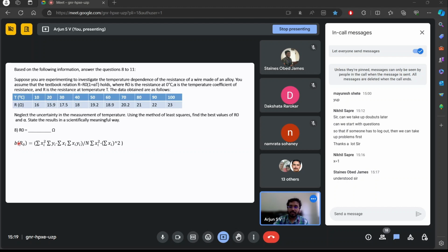In the lectures you would have seen that there is a formula for calculating b, which is sigma xi the whole square into sigma yi minus sigma xi into sigma xi yi, divided by n sigma xi square minus sigma xi the whole square.